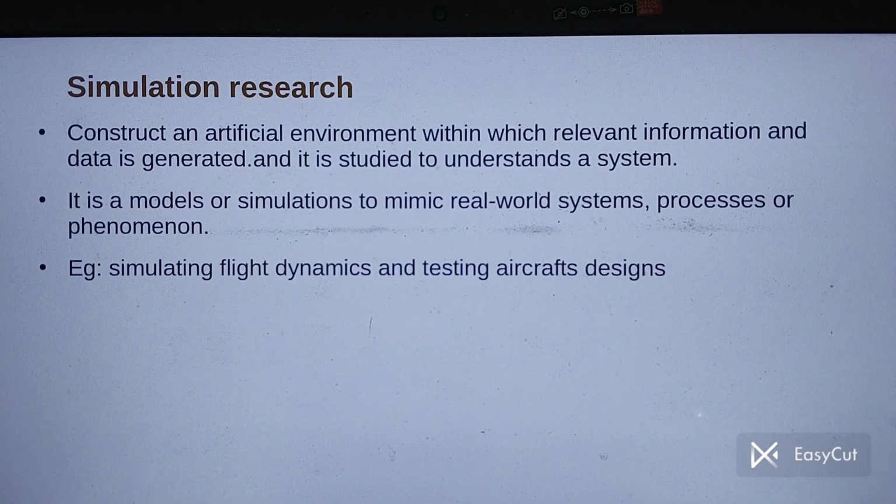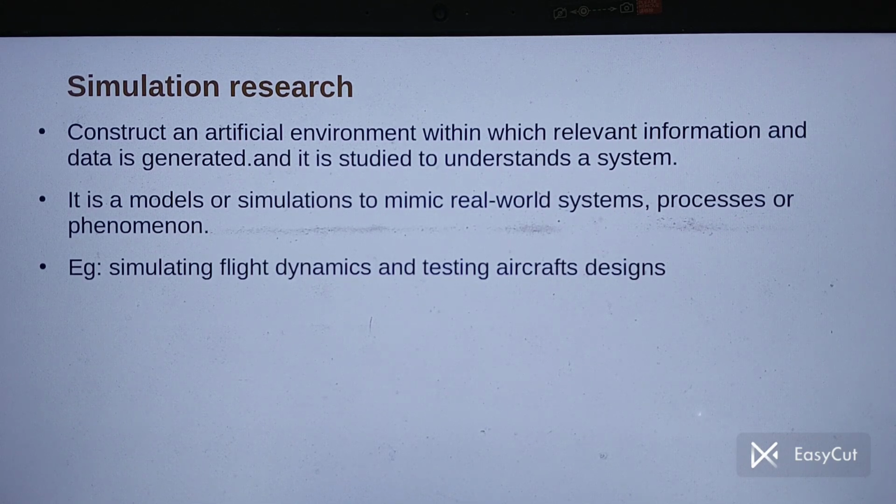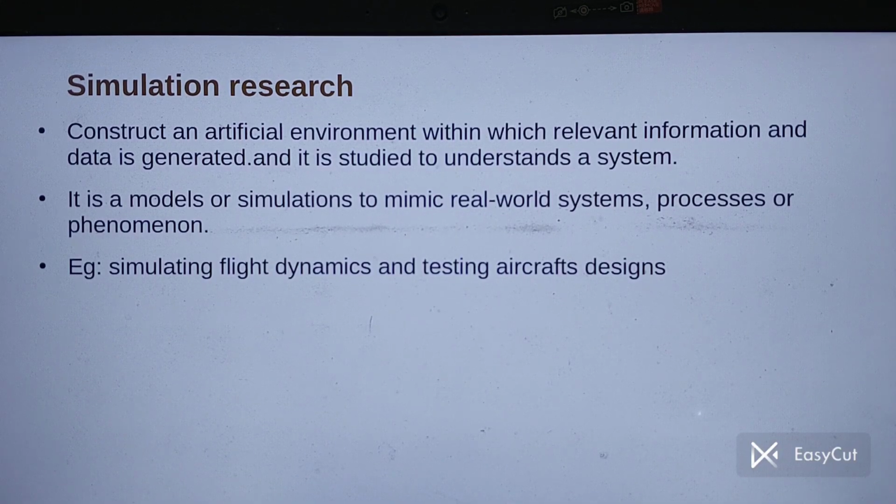One-time research and longitudinal research. In one-time research, researchers collect data at a single point in time. In longitudinal research, the study design involves repeatedly observing the same subjects over a long period to detect changes and patterns. Field setting research, laboratory research, simulation research.